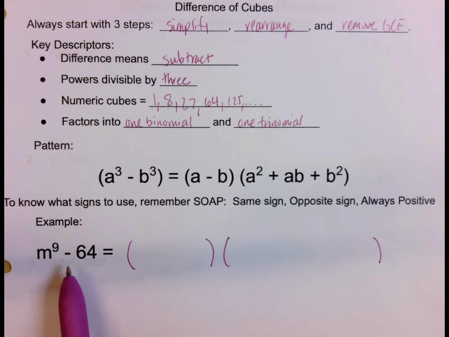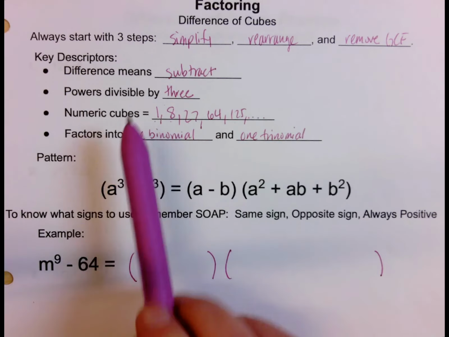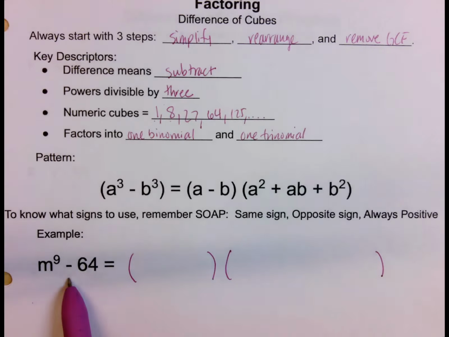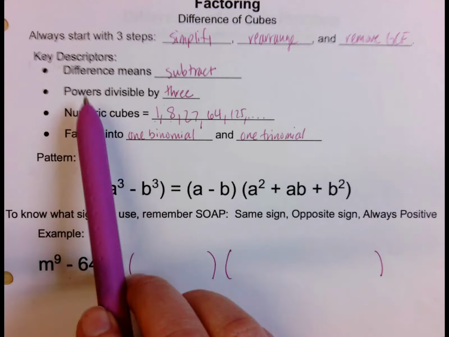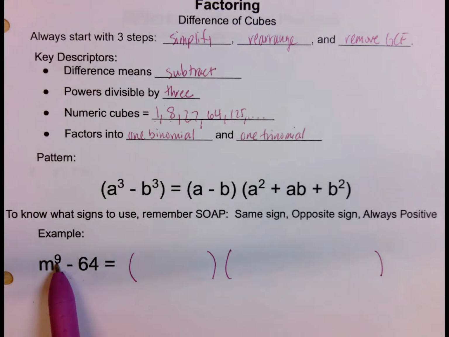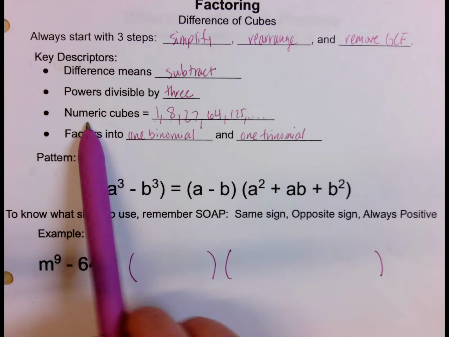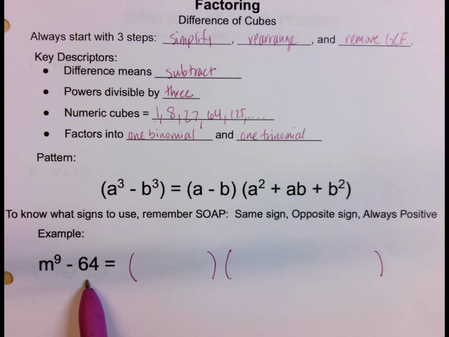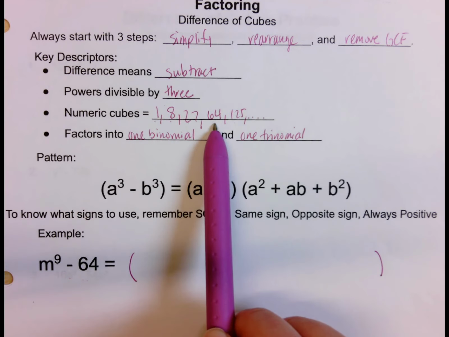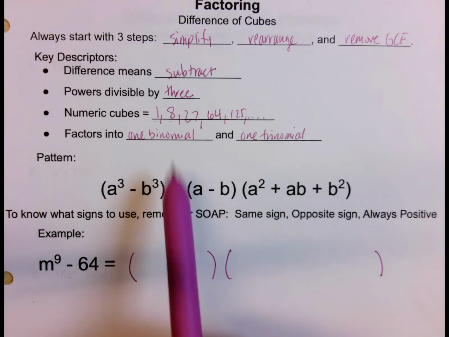Okay, so now we check. Is it subtraction? Yes. Is it a binomial? Yes. Are the powers divisible by 3? Is 9 divisible by 3? Yes. And are we dealing with a numeric cube? 64. Yes, 64 is 4 cubed. Okay, so we've met the criteria.